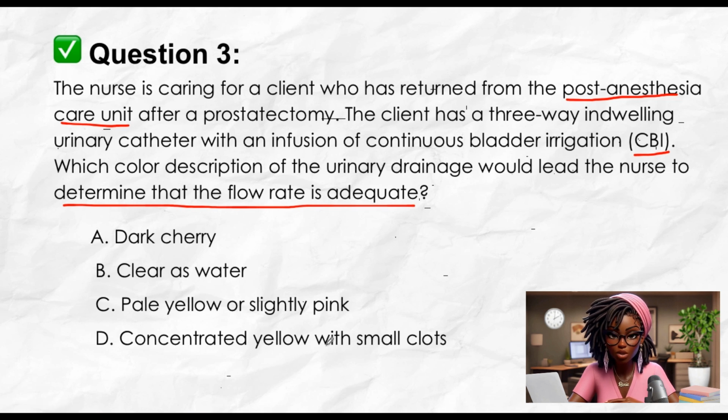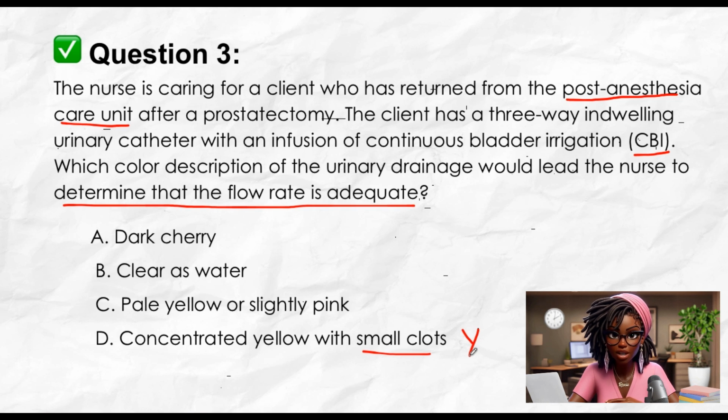So we have concentrated yellow with small clots. Clots are usually not a good sign, right? Clots usually signal potential obstruction, and concentrated color could mean that the irrigation is too slow. So this here is a yellow zone answer choice because it could escalate to obstruction. So this usually is not what we want to see.